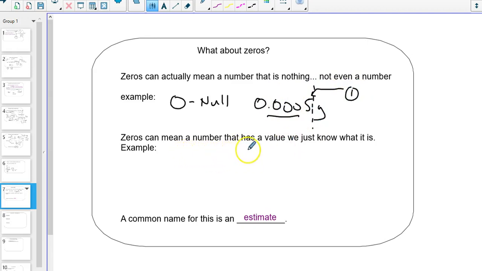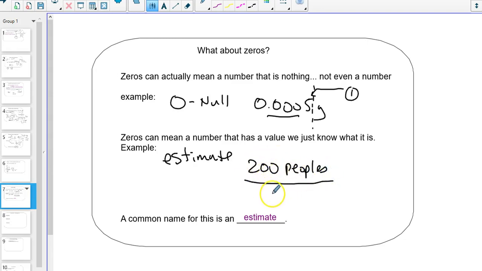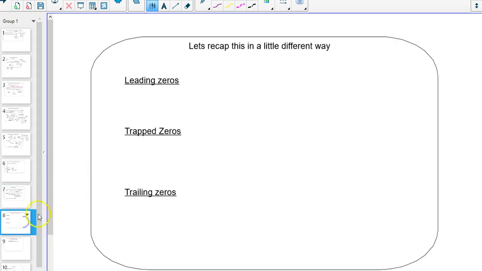Zeros can also mean a number that has a value, we just don't know what it is. This is the case of the estimate, which we've already talked about. So, 200 people. Probably sick of cats. So we estimate how many people show up for the wedding. There's about 200 people. Do we know there were exactly 200 people? No, we don't. We call this an estimate. And those zeros are not significant. My tool runs out right here, and I only have 1 sig fig. Alright, next one here.